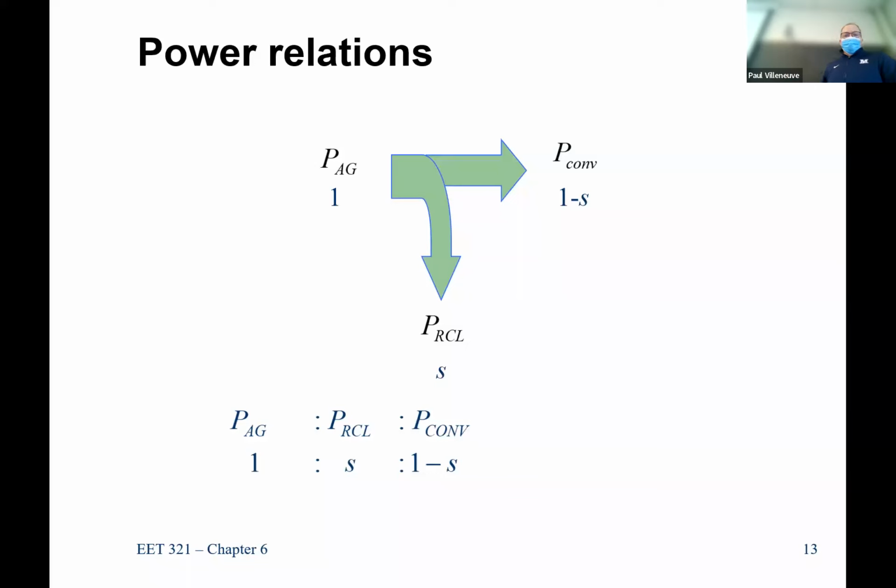So here's our relation. For 1 unit of air gap power coming in, I use slip of that percentage into rotor copper loss, and the rest is converted. So if I reduce the slip, I reduce the losses. I get more converted power. That's all that means. That's what we want to do. And that's why we also want to run variable frequency drives.